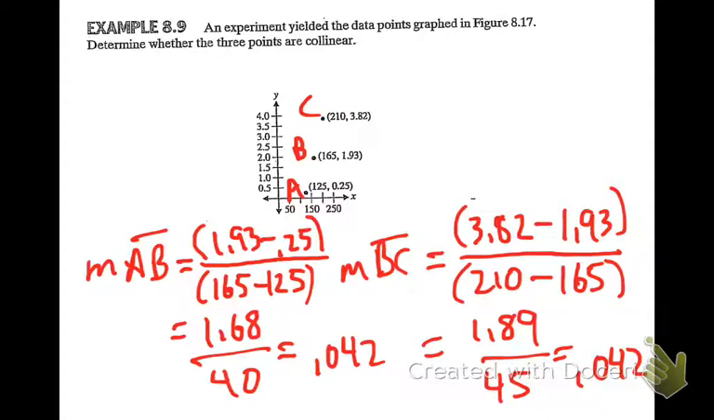All right, so what did you determine? Are the points collinear? They're not? Okay, you should have gotten 0.042 for each slope. I did it the other way around. You should get the same result whichever point you do first. You just have to be consistent.